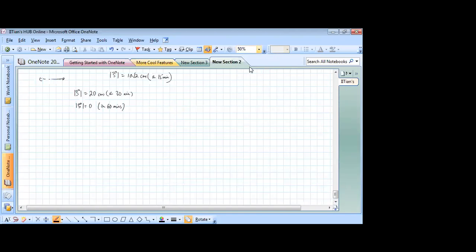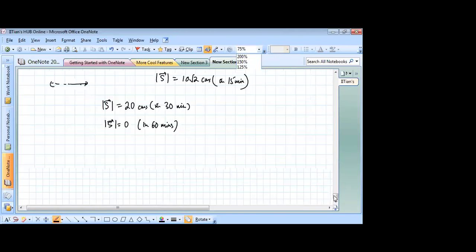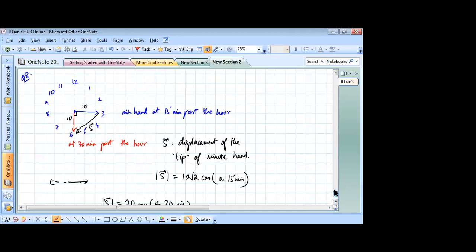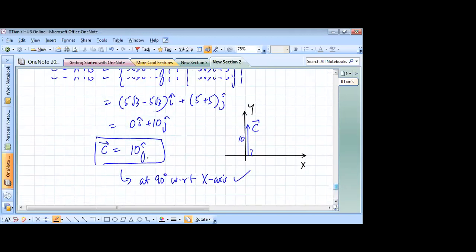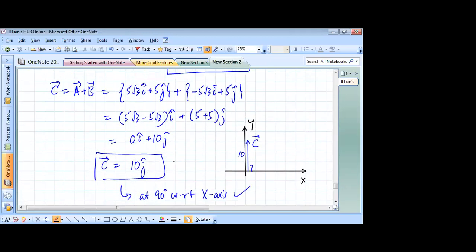Achha, Aditya, you are asking about the previous question. So in the previous question, see what is happening. The vector c is 10 j cap. Right? So it is along the y-axis. So what is the direction? j cap, along the y-axis. So we know that therefore this angle is 90 degrees. Okay, Aditya, hope this is clear.